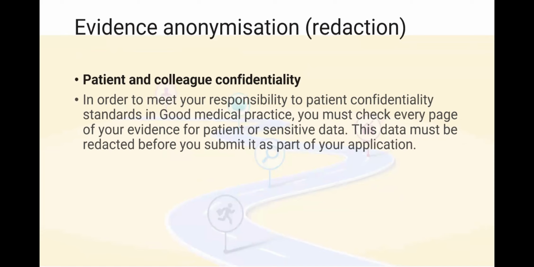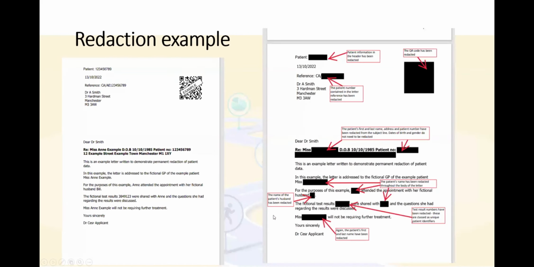Okay, so anonymization. The second most important thing is anonymization. I have seen applications being rejected based on this, where it slipped past the GMC advisor and went to the assessor, and patient or colleague confidentiality information was there. Once it is there, I'll just touch on it, so please take it very seriously. You must redact the sensitive data. An example of this redaction is available on the GMC website. So how to do that?